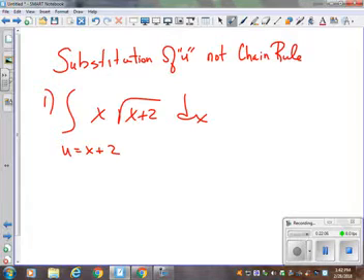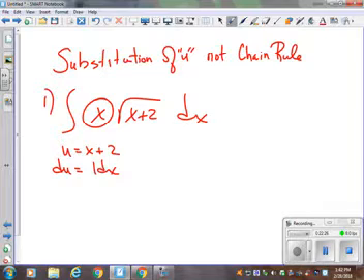Well, if that was the case, what would du be, the derivative of that piece? 1 dx. Do you see the problem? I have an extra piece left over in my problem that I haven't used. That's why it's not chain rule. Okay? It is not chain rule.